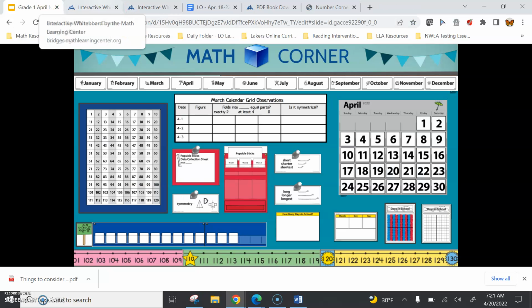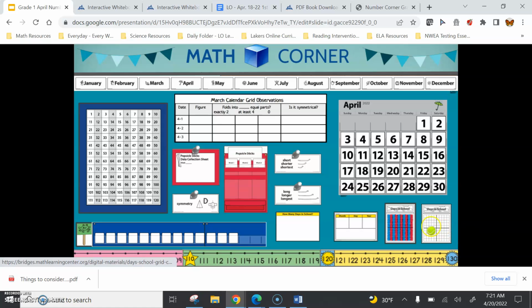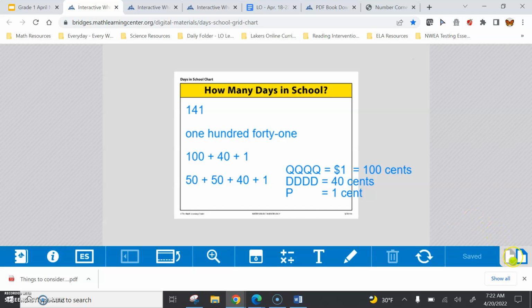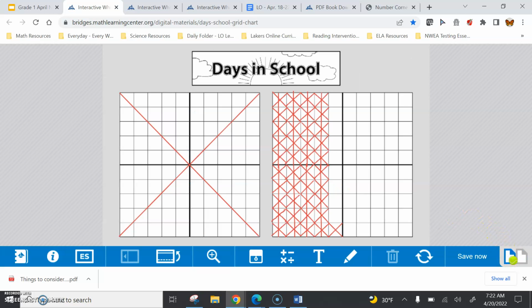As we continue to talk more about our number corner, we're going to look at our days in school, which keep growing. And I want you to study this chart very carefully. We're going to use this information in another activity in just a few minutes. We have 100 here. Imagine every single one of these being colored in. It's just easier to make one giant X.